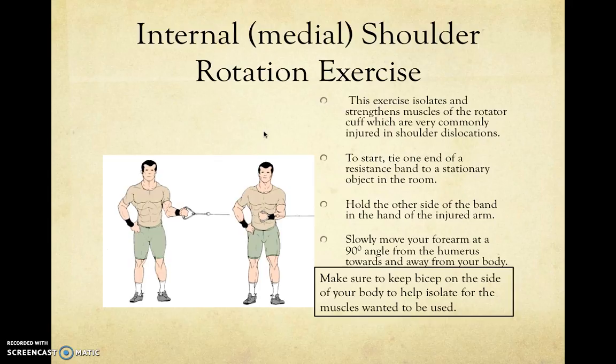You want to extend your arm out away from your body with the other end of the bungee or exercise cord in your hand and slowly pull it in towards your body and then back out. You want to maintain it slow, and you want to make sure that you keep your arm attached to your body because that way you isolate the rotator cuff muscles.